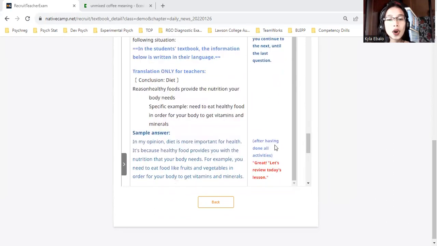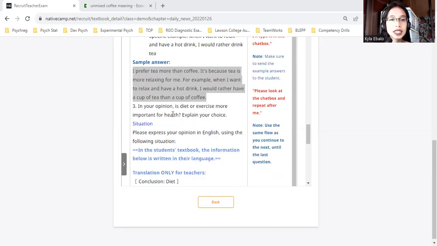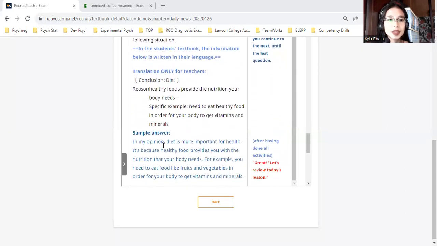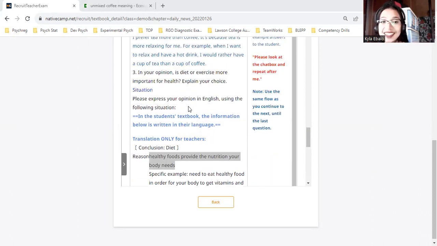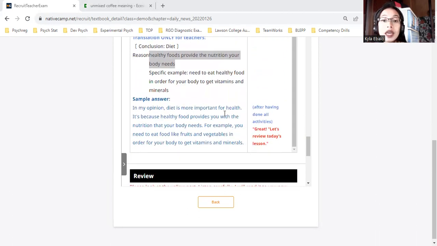All right. So, for the last question, Francis, number three, in your opinion, is diet or exercise more important for health? Explain your choice. Okay, so you answered healthy foods provide the nutrition your body needs. That's why you chose diet. Am I correct? Okay, so let's have the example answer, Francis.